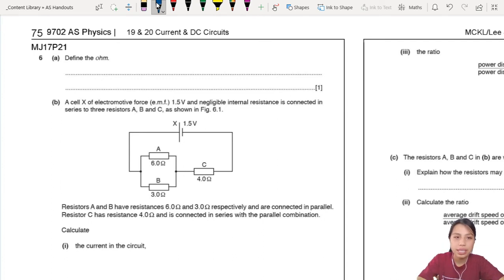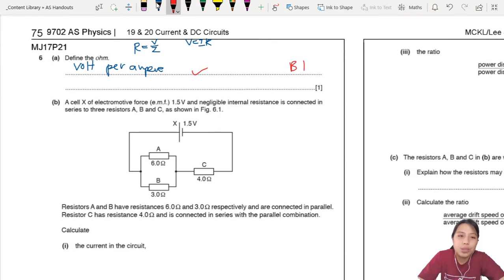Okay, first one, define the ohm. Ohm is the unit. So you have to remember, R is V over I. Check and see, V equals IR, so R is V over I. So you can say ohm is volt per ampere. That's it.